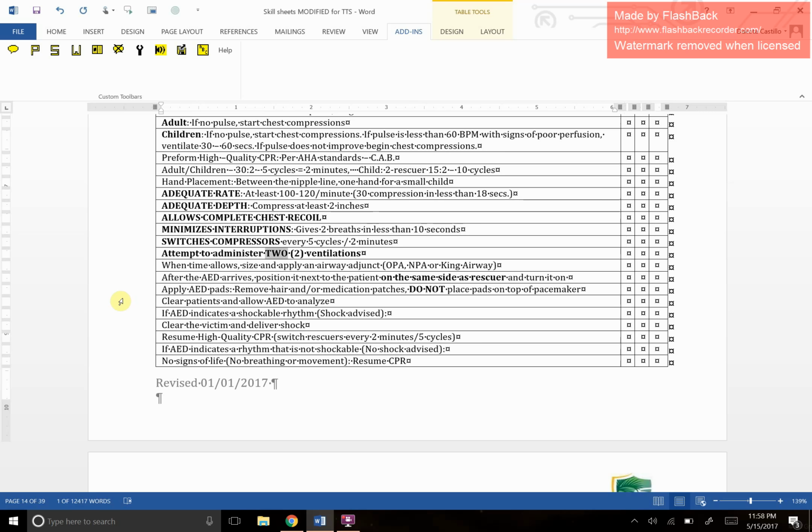Attempt to administer 2 ventilations. When time allows, size and apply an airway adjunct: OPA, NPA, or King airway. After the AED arrives, position it next to the patient on the same side as the rescuer and turn it on. Apply AED pads, remove hair and/or medication patches. Do not place pads on top of a pacemaker.